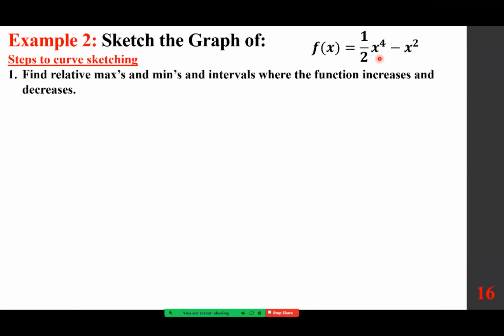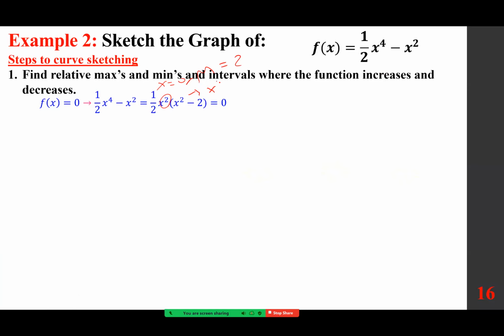So using prior knowledge of mathematics, I need the intercepts. So I'm going to set this equal to 0. And to do that, I'm going to factor either x squared or half of x squared, because I want to set this equal to 0. This gives me x equals 0. And the multiplicity is 2.